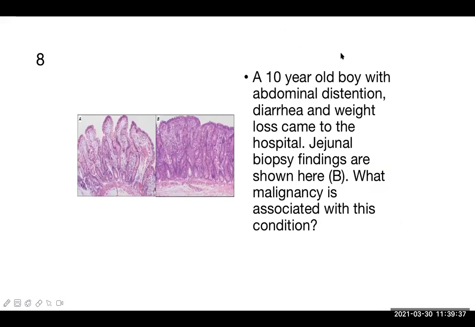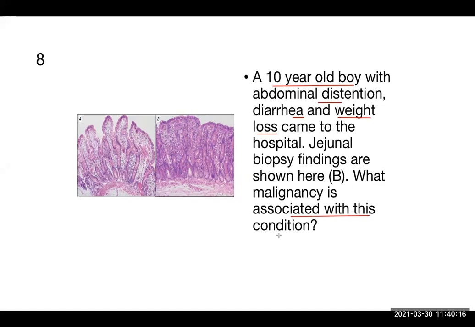Now, let's move further. Let's see this case now. A 10-year-old boy with abdominal distension, diarrhea, and weight loss came to the hospital. Jejunal biopsy findings are shown here. Okay, this is the jejunal biopsy. This one is the normal appearance, and this is what is occurring in the child. What malignancy is associated with this condition?